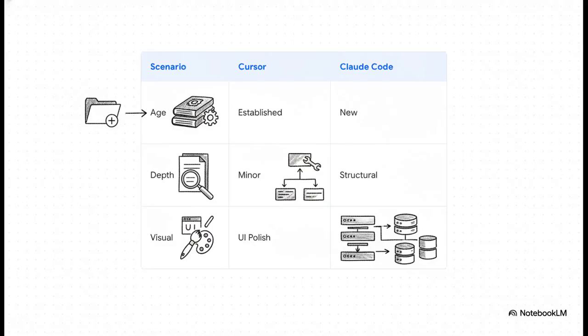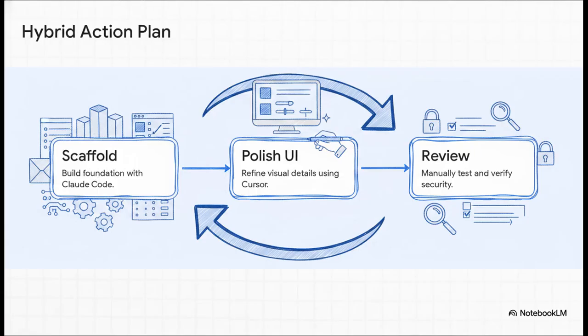And this brilliantly illustrates exactly how you should choose between them. It all comes down to eliminating setup friction based on 3 key factors. If you're looking at your project age and you're starting from an empty folder, definitely choose Claude Code for scaffolding. If you're working on an already established code base, that's when you lean on Cursor. When assessing change depth, so minor edits to 1 or 2 files, that means Cursor. Structural, multi-file backend changes, that means Claude Code. And finally, for visual needs, like polishing the UI and making sure your buttons are perfectly aligned, Cursor is absolutely your go-to.